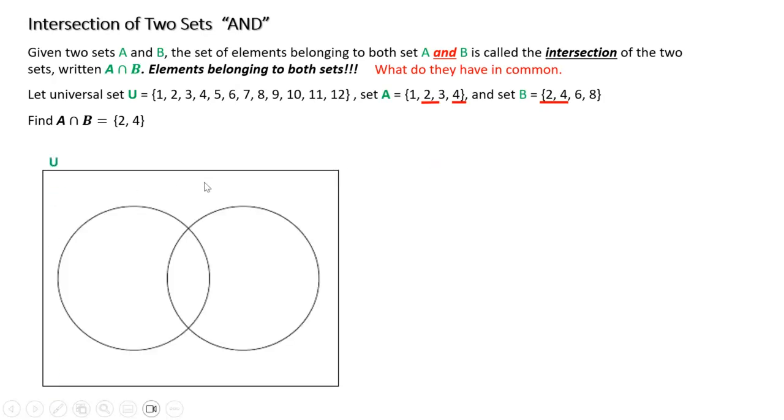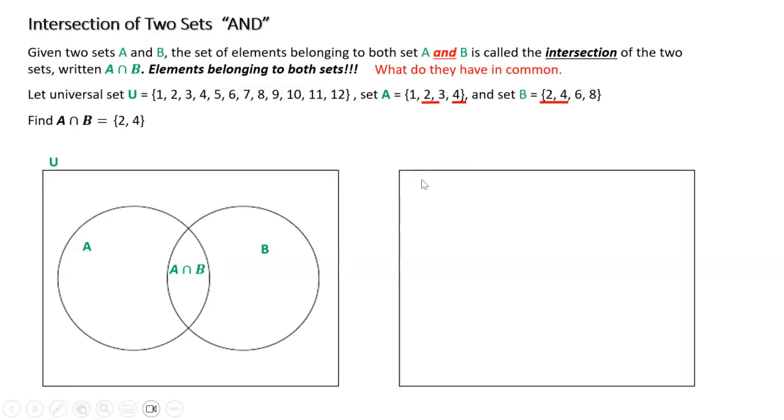That's my universal set. Here in the middle is where they intersect. That's set A, and this is set B, and this is the intersection of A and B. Okay, now how do we list the elements in the Venn diagram?